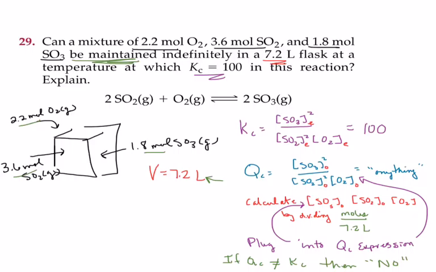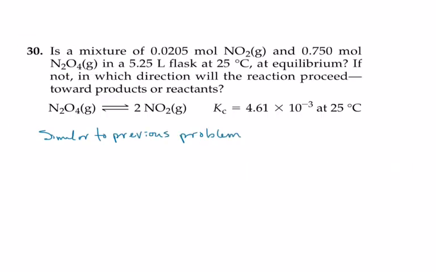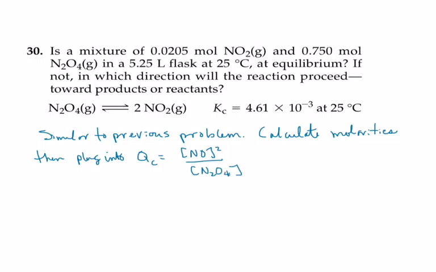And notice this one doesn't say which direction it will go, it just says explain. So to me, if you did this, you would have succeeded in saying that they are not equal, and it's not at equilibrium. Okay, this one's similar. Yep, very similar. Notice that this one favors the reactants because it's a small QC.